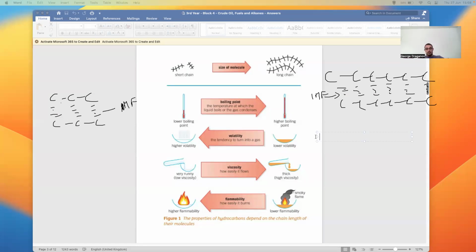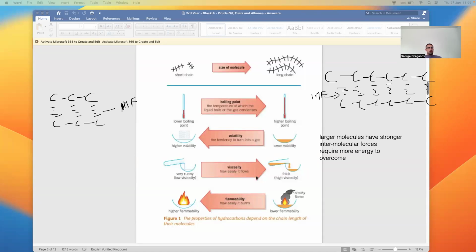So I can write that here for you. Larger molecules have stronger intermolecular forces, require more energy to overcome. That's the reason boiling point goes up. That's the reason volatility goes down. That's the reason flammability goes down. And also is the reason viscosity increases.